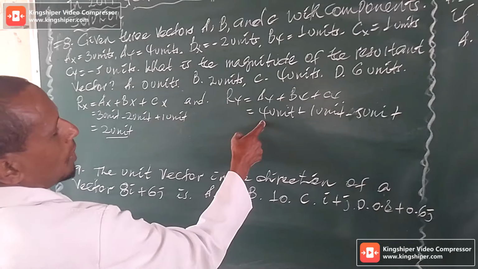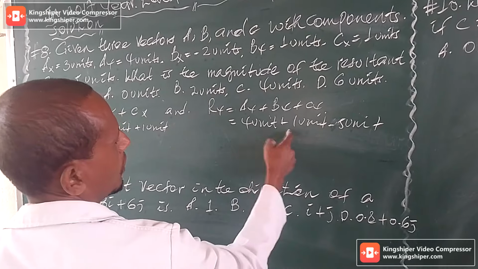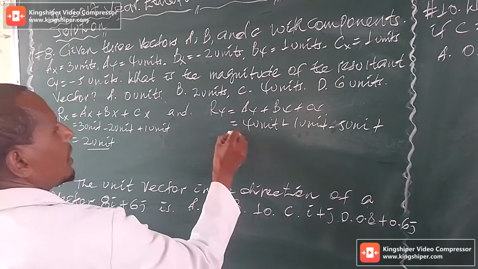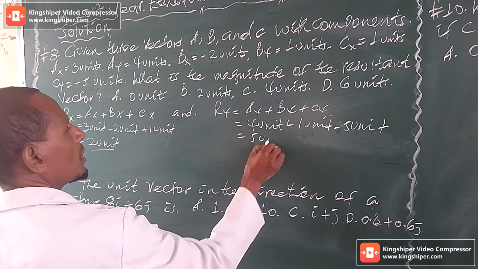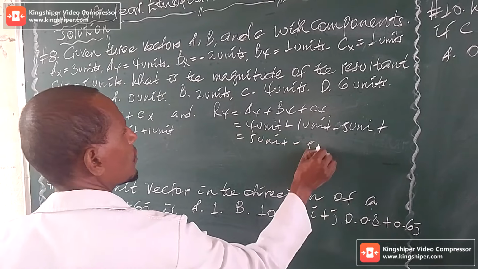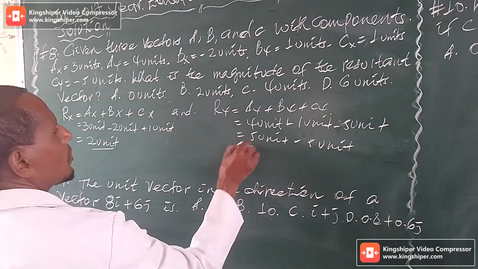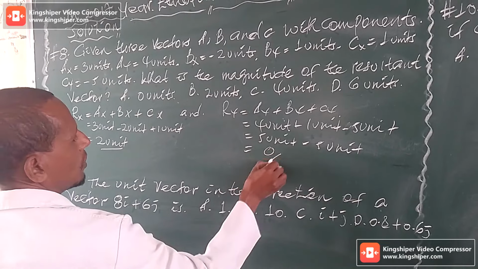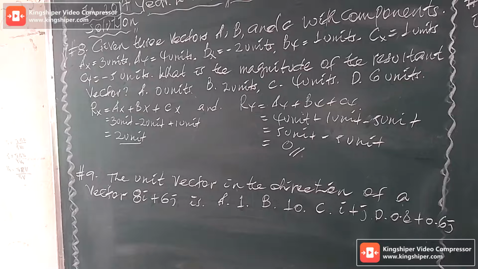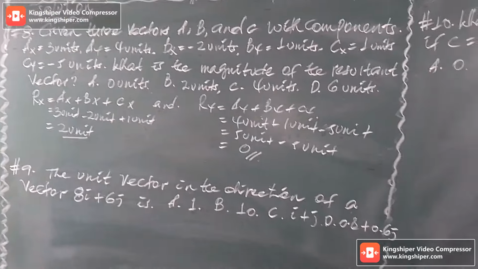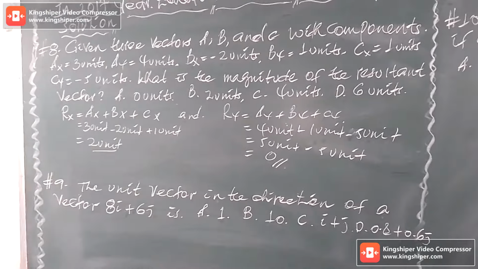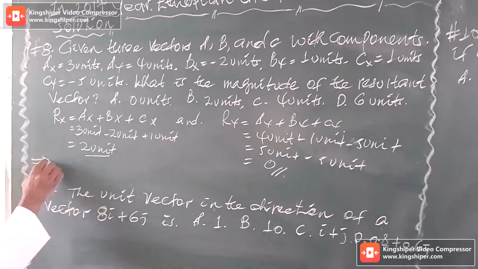From the given, 4 plus 1 is 5, 5 minus 5, which equals 5 unit minus 5 unit, which is 5 minus 5, which is what? 0. From the given, we have what? 2 unit. So we have to use the Pythagoras theorem as a second step.